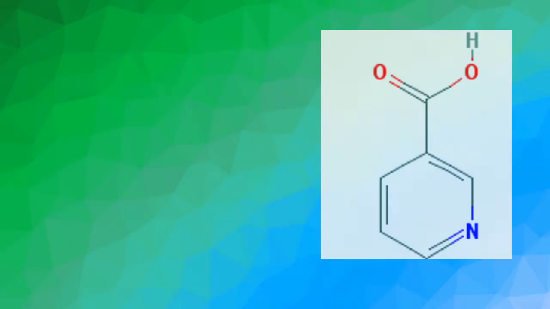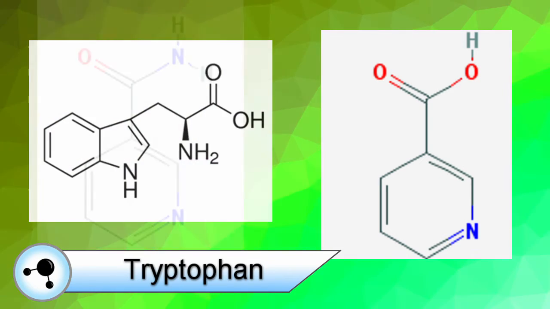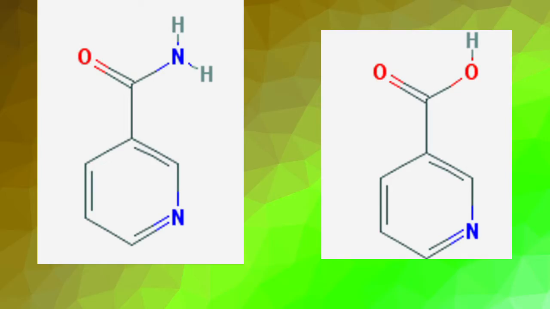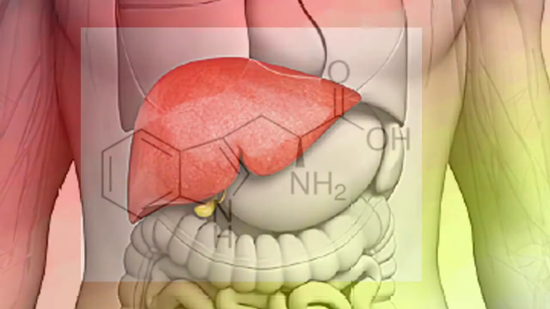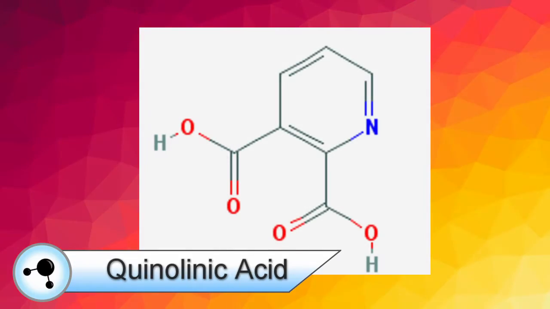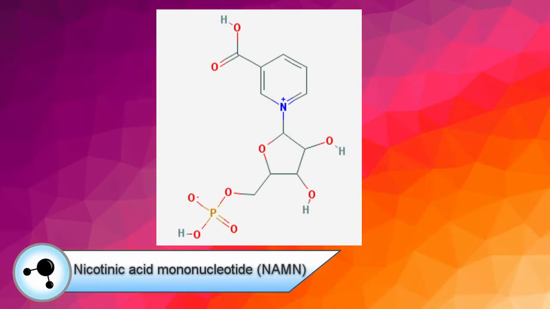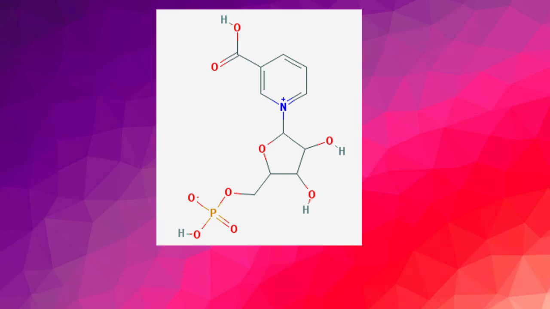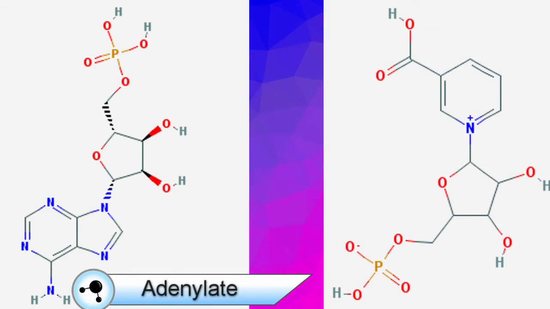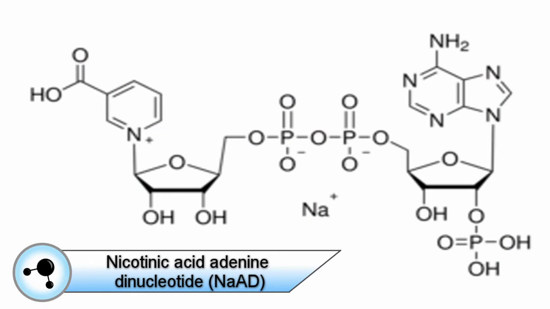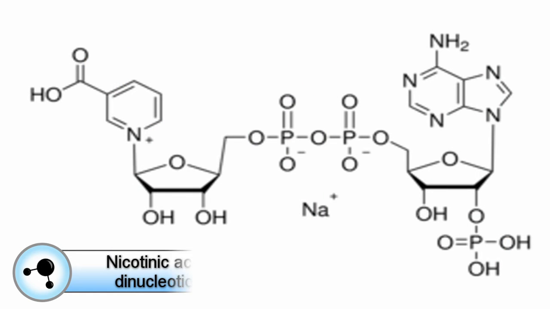We already discussed the other form of vitamin B3, nicotinic acid. We can actually produce this molecule with the help of the amino acid tryptophan. Both variations are able to be converted into NAD and NADPH in the liver. Tryptophan will create quinolinic acid, which will convert into nicotinic acid mononucleotide with the transfer of a phospholipase. And adenylate and NAMN will produce nicotinic acid adenine dinucleotide, which will bring us to our final step.